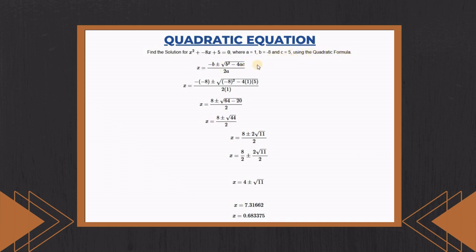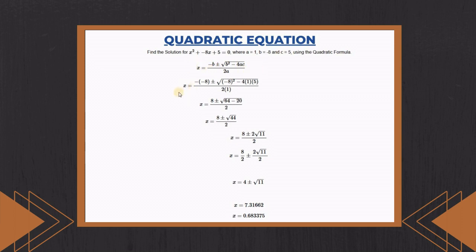Now the quadratic formula would be this here. x is equal to minus b plus or minus the square root of b squared minus 4ac, all over 2a. And guys, we know what b is, we know what a is, and we know what c is. So the unknown here would be x. So we need to find x.